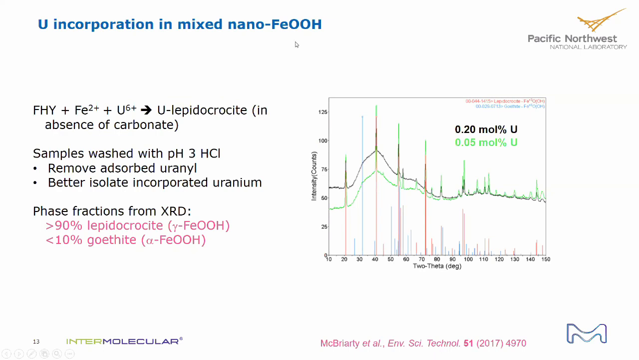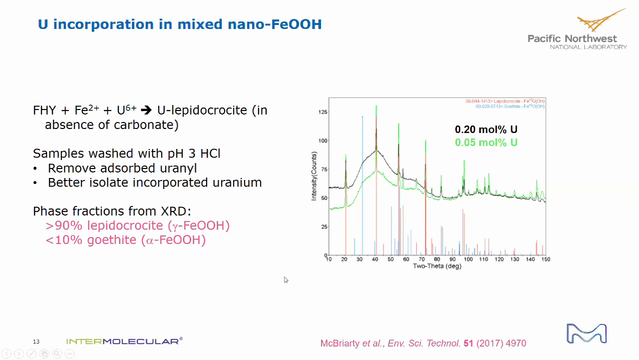So if you react ferrihydrite with iron 2 and uranium 6, but in the absence of carbonate, so if you perform it under controlled atmospheric conditions, you end up with lepidocrocite instead of goethite, or rather mostly lepidocrocite. Our XRD analysis suggested that over 90% of the sample is lepidocrocite, and less than 10% is goethite. And then we wash these with pH 3 HCl to remove adsorbed uranyl.